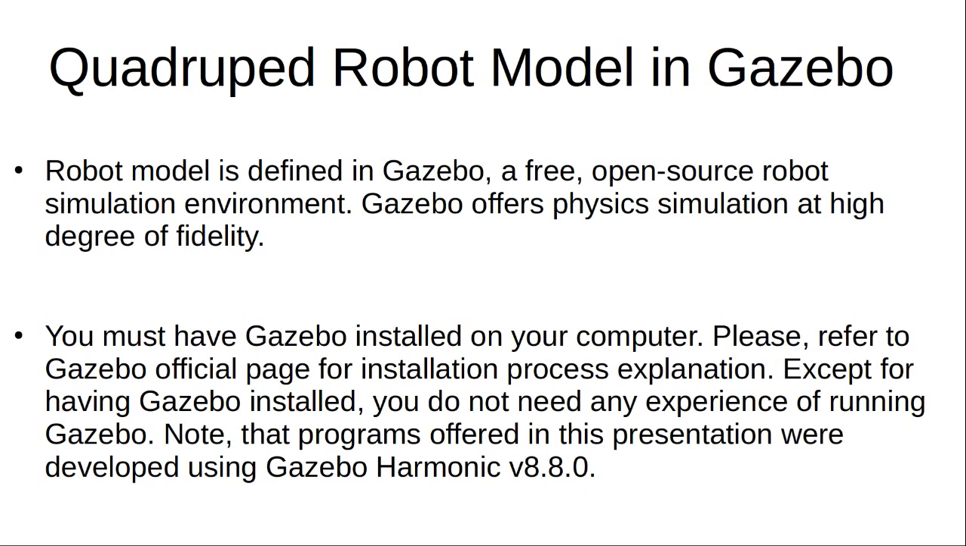Quadruped Robot model in Gazebo. The robot model is defined in Gazebo, a free open-source robot simulation environment. Gazebo offers physics simulation at a high degree of fidelity. You must have Gazebo installed on your computer. Please refer to the Gazebo official page for installation process explanation. Except for having Gazebo installed, you do not need any experience of running Gazebo. Note that the programs offered in this presentation were developed using Gazebo Harmonic v8.8.